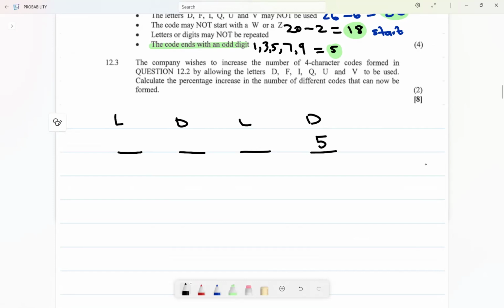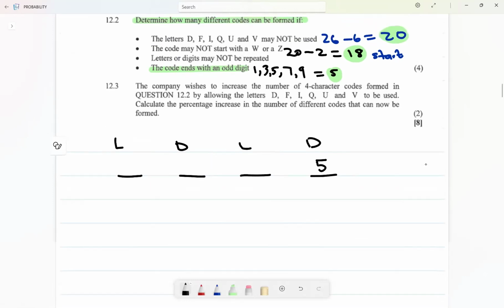And then I come to the first position. The code may not start with W or Z. So how many letters am I having? Remember, already we do not use 20 letters because I have subtracted 6. But they're telling me that the code may not start with W or Z. So the letters that I can use is 20 minus the 2, W and Z, because if I were to say 20 here, there is a possibility that W and Z will sit here. So I need to subtract those 2 letters, which is W and Z. So it is 18. So I have 18 letters that can be here.